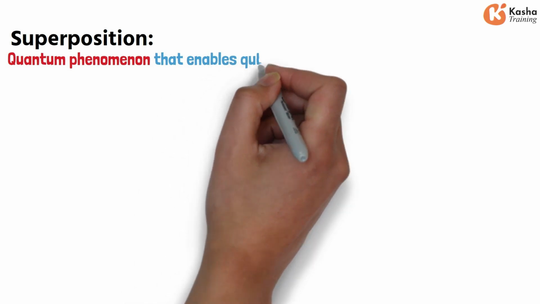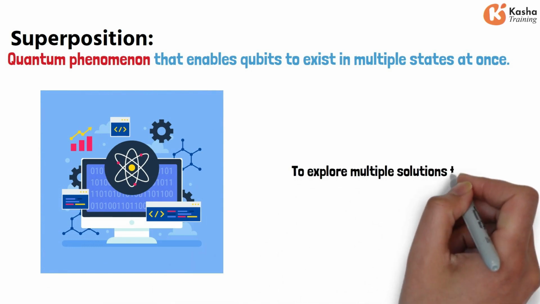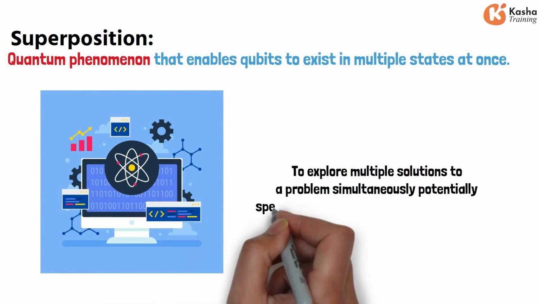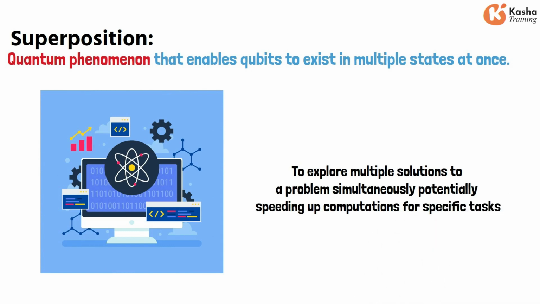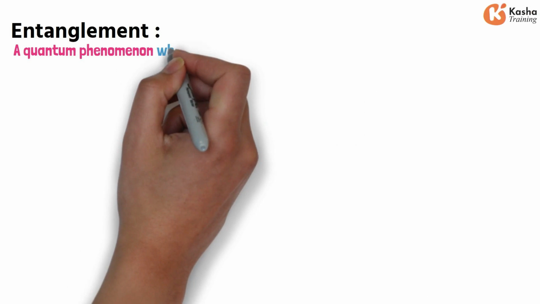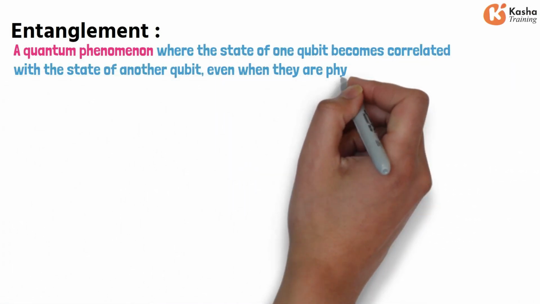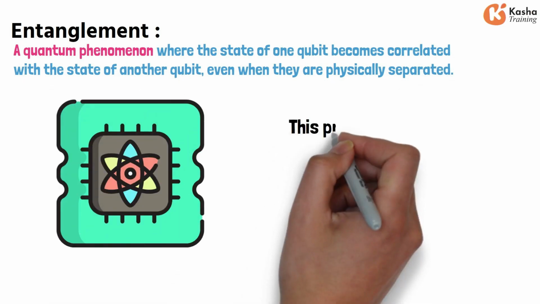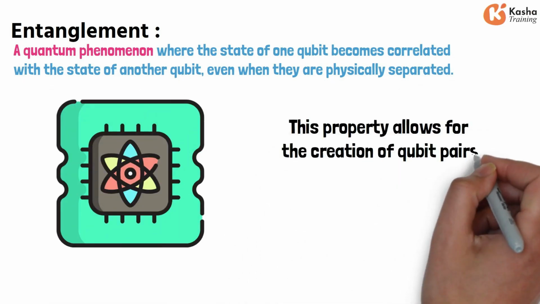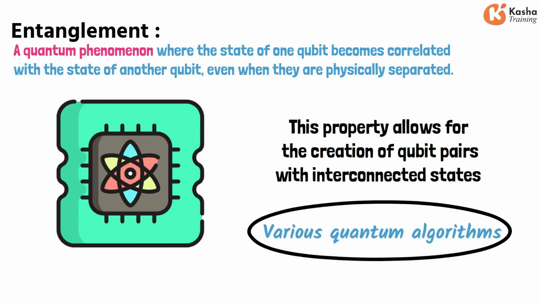Superposition is a quantum phenomenon that enables qubits to exist in multiple states at once. This property allows quantum computers to explore multiple solutions to a problem simultaneously, potentially speeding up computations for specific tasks. Entanglement is a quantum phenomenon where the state of one qubit becomes correlated with the state of another qubit, even when they are physically separated. This property allows for the creation of qubit pairs with interconnected states, which can be useful for various quantum algorithms.